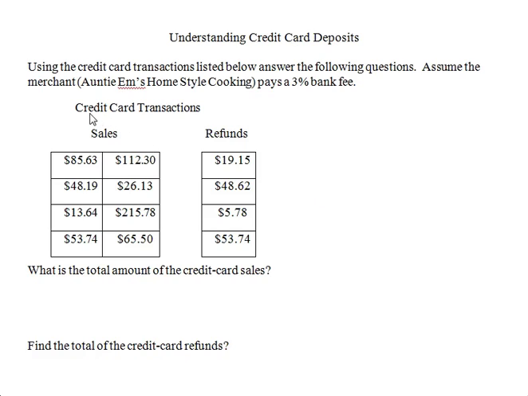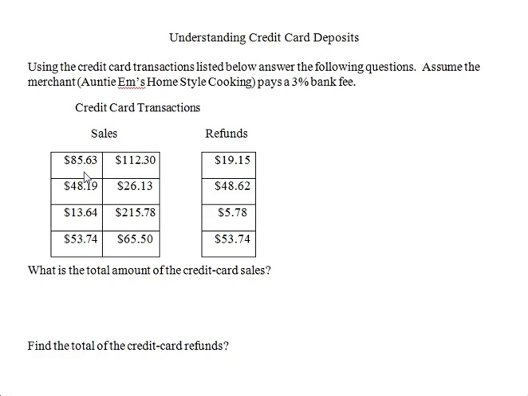Alright, so what we have here are two columns worth of credit card transactions. The first two columns are sales. So these values here represent various purchases that Auntie M's customers have made. The last column are refunds that Auntie M has had to make to customers.